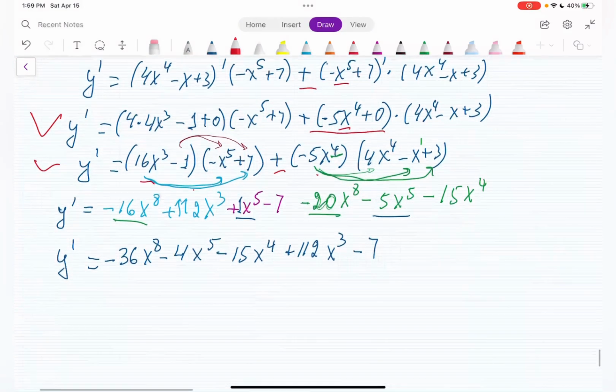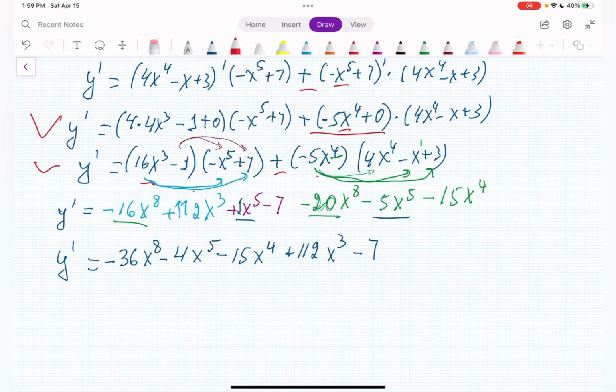Okay, so now let's distribute. So I'll clean it so we can go over one more time. 16x cubed times negative x to 5 is negative 16x to 8. 16x cubed times 7 is 112, and 7 times 1 is 7 plus 4, 11, x cubed, okay, all is good. Negative 1 times negative x to 5 is plus x to 5, and negative 1 times 7 is negative 7.